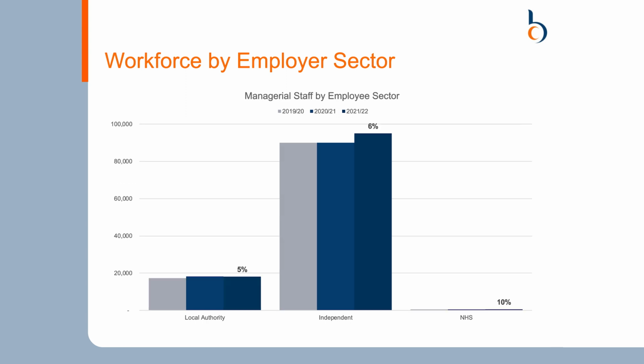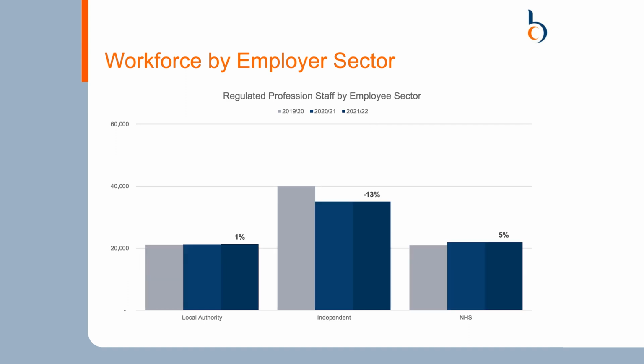Managerial staff, more of those work in the local authority sector, and there's been quite a large increase, 5% increase in those, 6% increase in managers working in the independent sector, but a 10% increase in the NHS. So again, that pull away from independent sector providers toward the NHS. And finally, the regulated professions, again, a big reduction in the independent sector.